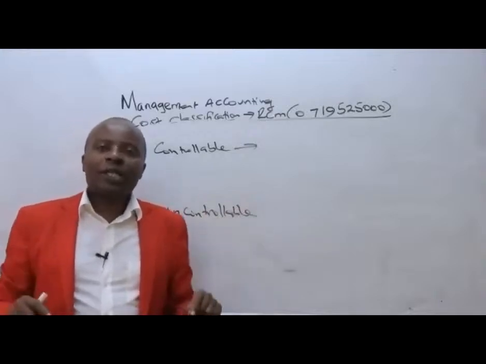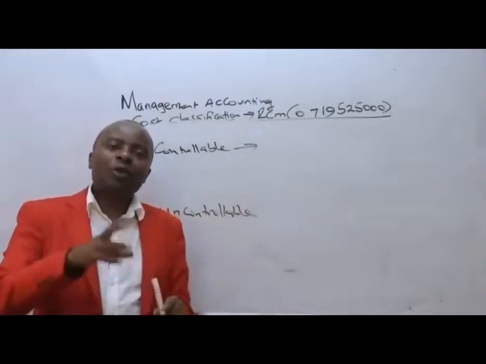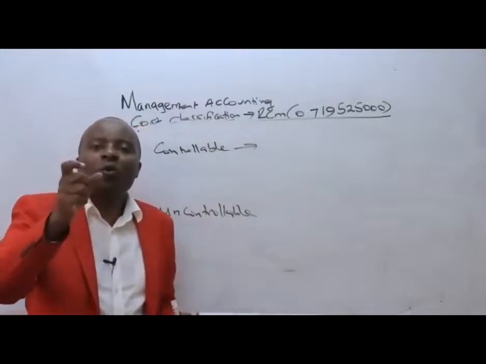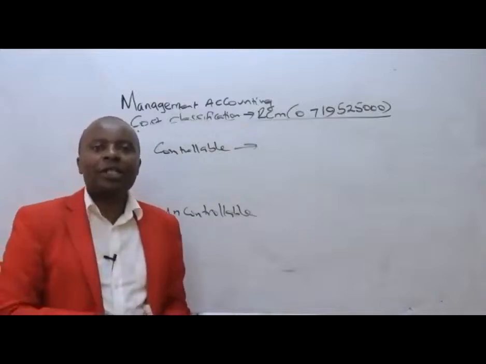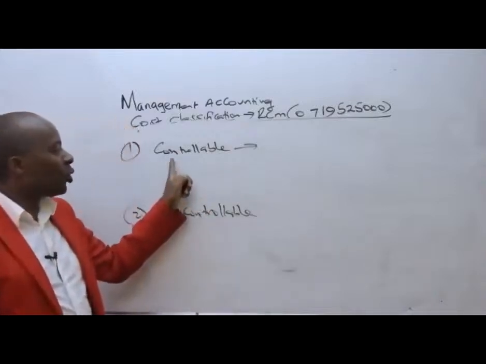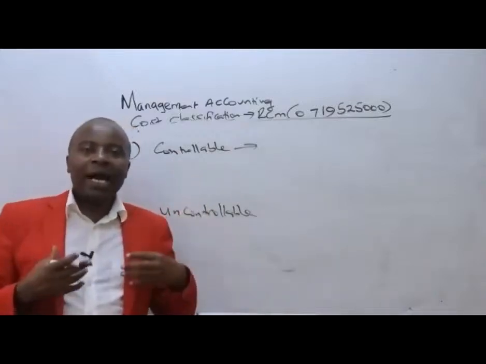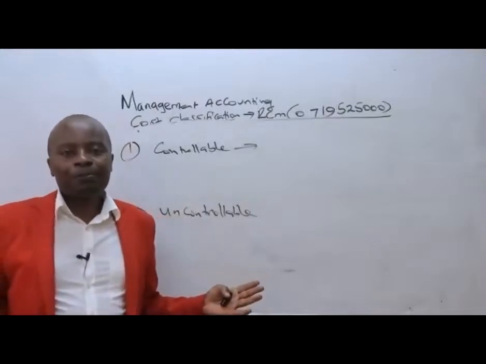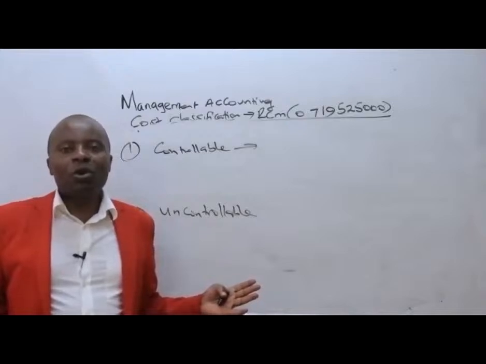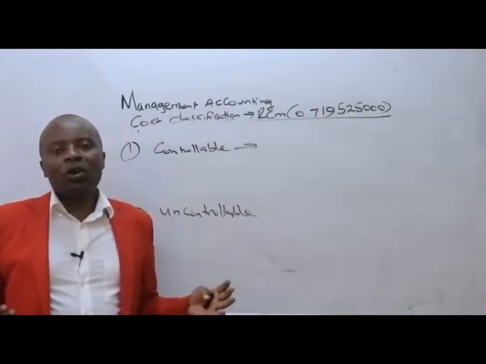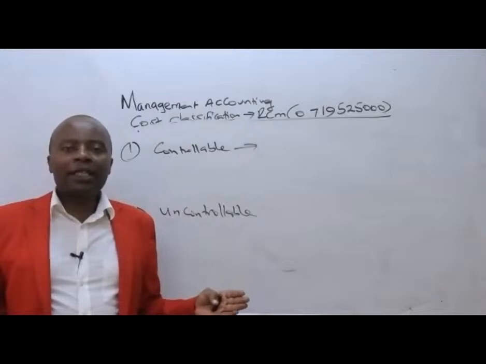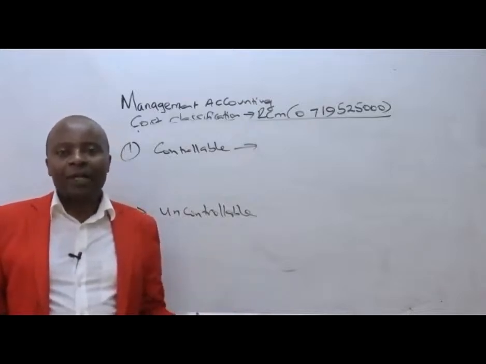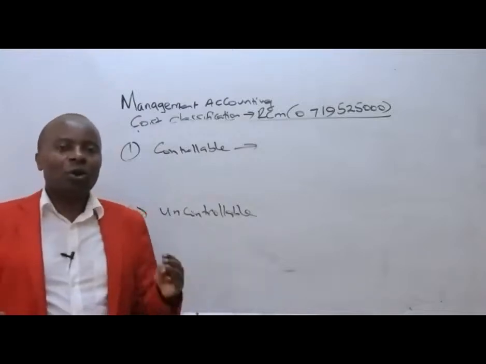There are those costs, ladies and gentlemen, that if we say we are going to squeeze them, reduce them, or even make them zero so we don't incur them, then such costs will be called controllable, because it is us to determine whether they will be incurred or not. Controllable costs are at the arm's length of the management. So it is the management that is going to decide whether they will be incurred or not incurred.